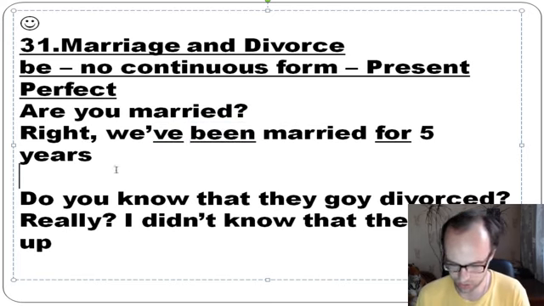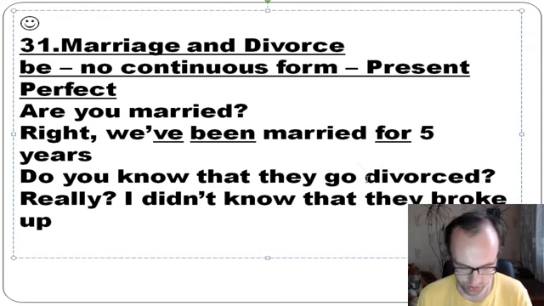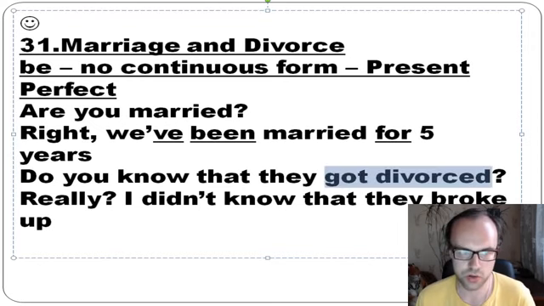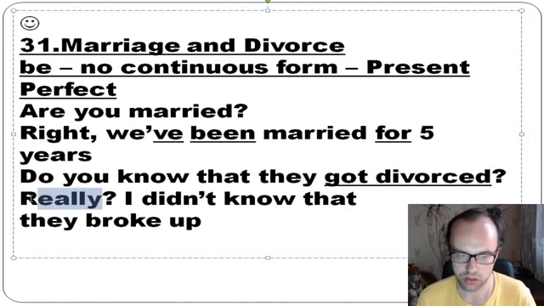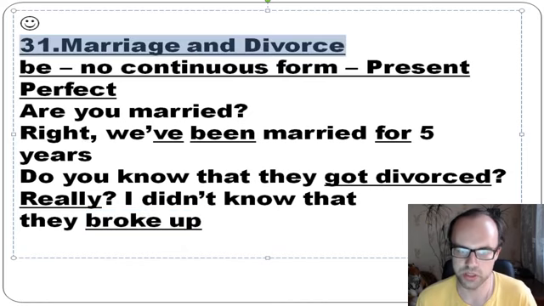Okay. Do you know that they got divorced? Say get divorced, or they separated, or they broke up, they split up. Really? I didn't know that they broke up or split up. So they stopped dating, or they stopped meeting. So they got divorced. So marriage and divorce, terrible thing. So be, no continuous form, present perfect. Are you married? Right. We've been married for 5 years. Do you know that they got divorced? Really? I didn't know that they broke up.